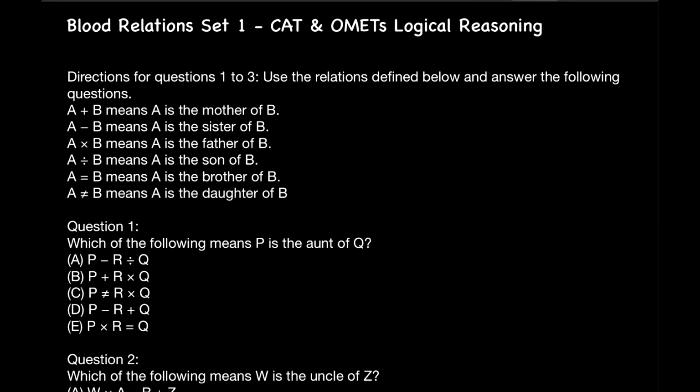The first question says, which of the following means P is the aunt of Q? Now P being the aunt of Q means that the gender of P is female. Fine. So the first step for solving these types of questions is to look for the options where you can eliminate the male P. So have a look over here.